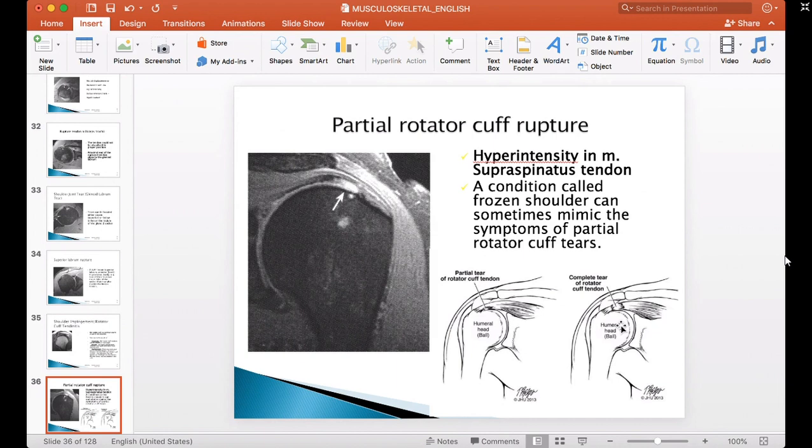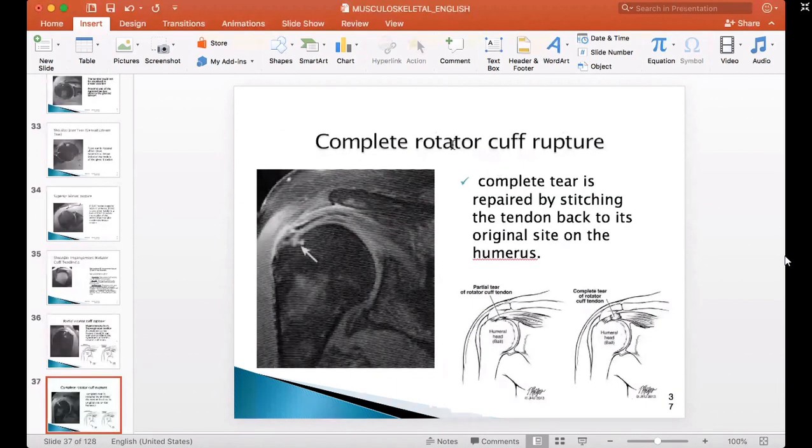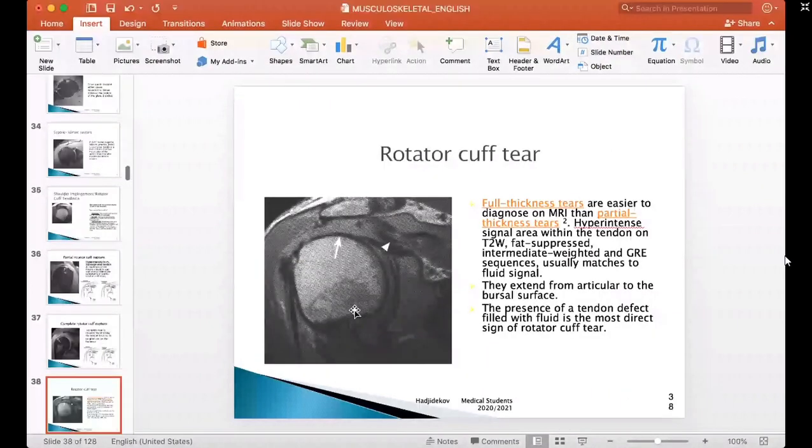In complete rotator cuff rupture, we will have stitching the tendon back to its original site on the humerus. So you see that here is completely ruptured. All those tears are very easy to be diagnosed with MRI. The hyperintense signal areas within the tendon, the tendon should appear as dark, like this tendon, like the biceps brachii tendon.